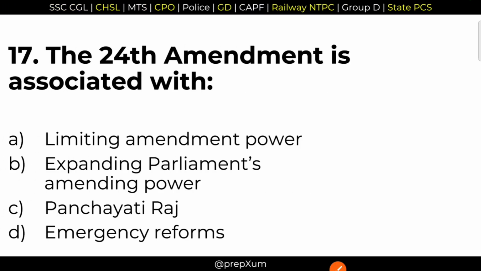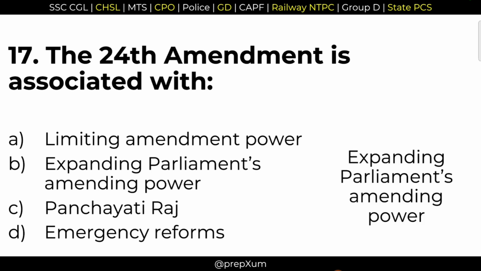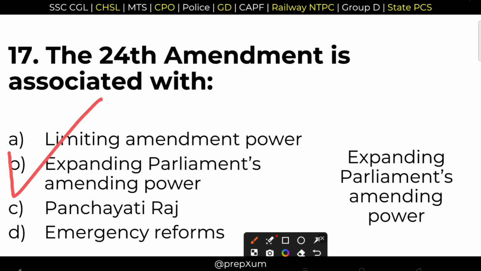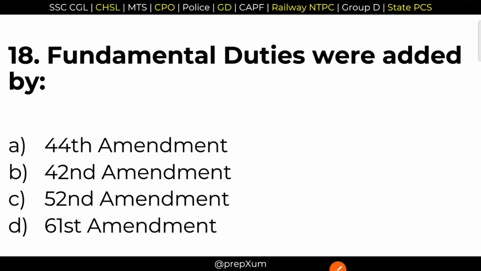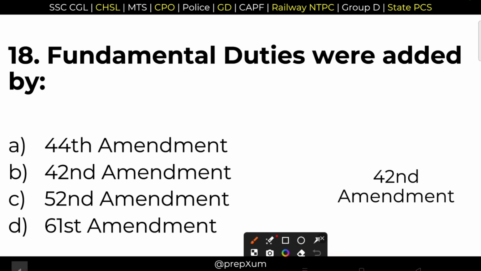17. The 24th Amendment is associated with option B, expanding Parliament's amending power. Option B is the correct answer. 18. Fundamental duties were added by. Fundamental duties, very important question. Article 51A, Part 4A. Right answer also B. The 42nd Constitutional Amendment Act.